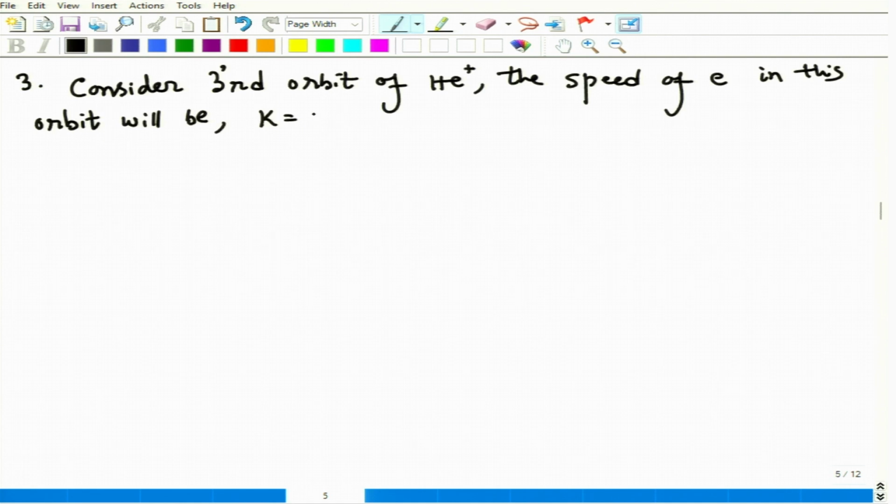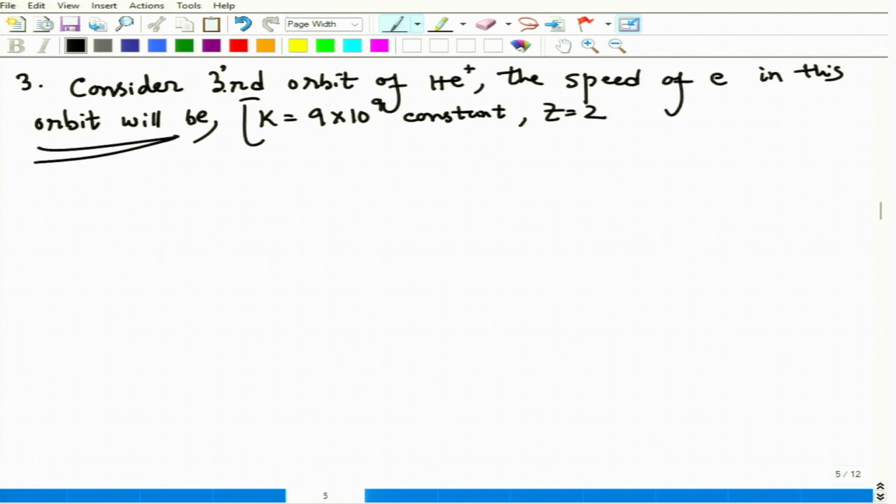It's given k equals 9 into 10 to the power 9, a constant. Z is 2. These values are given and the speed is asked in n equals 3, that means in this third orbit. Z is 2 and Planck's constant is also given, 6.6 into 10 to the power minus 34 joule second. So this is the information given here.